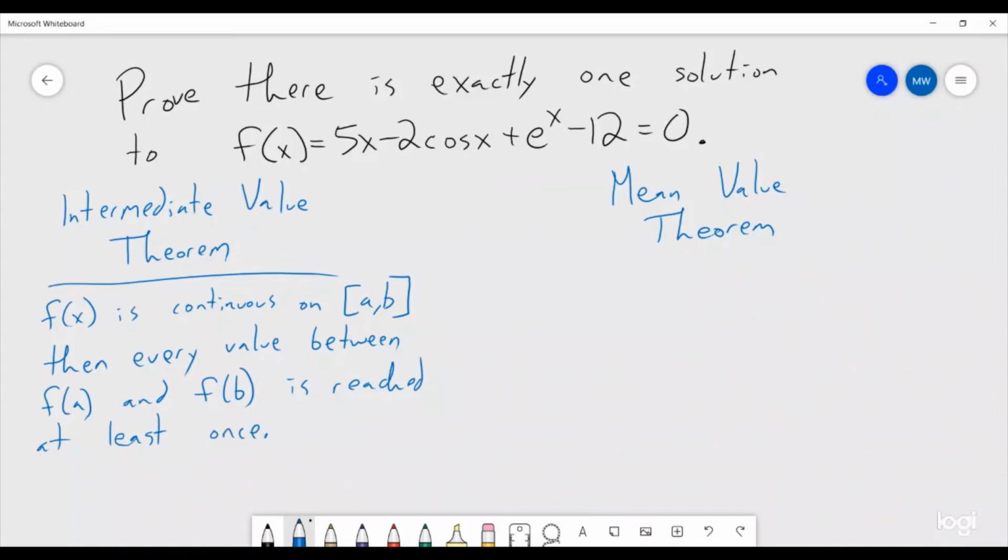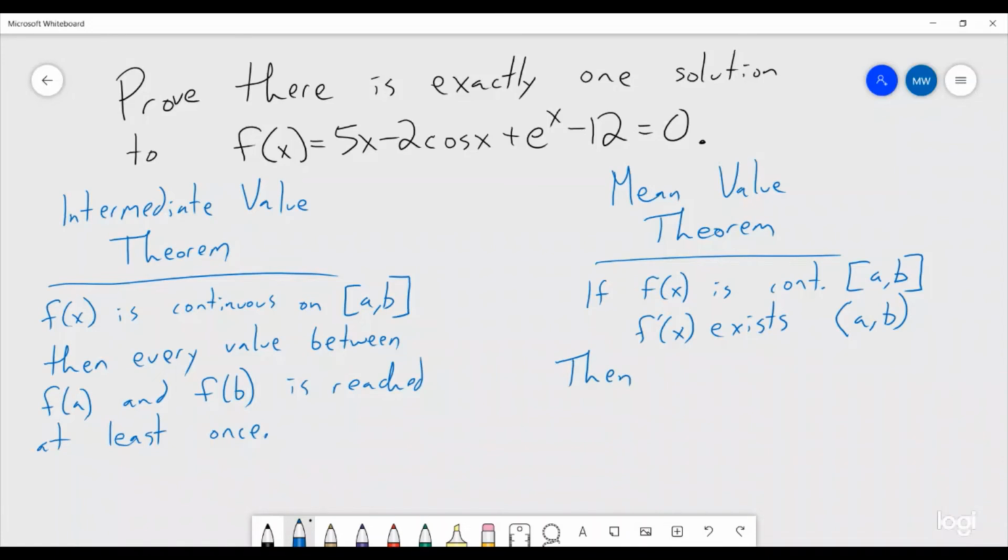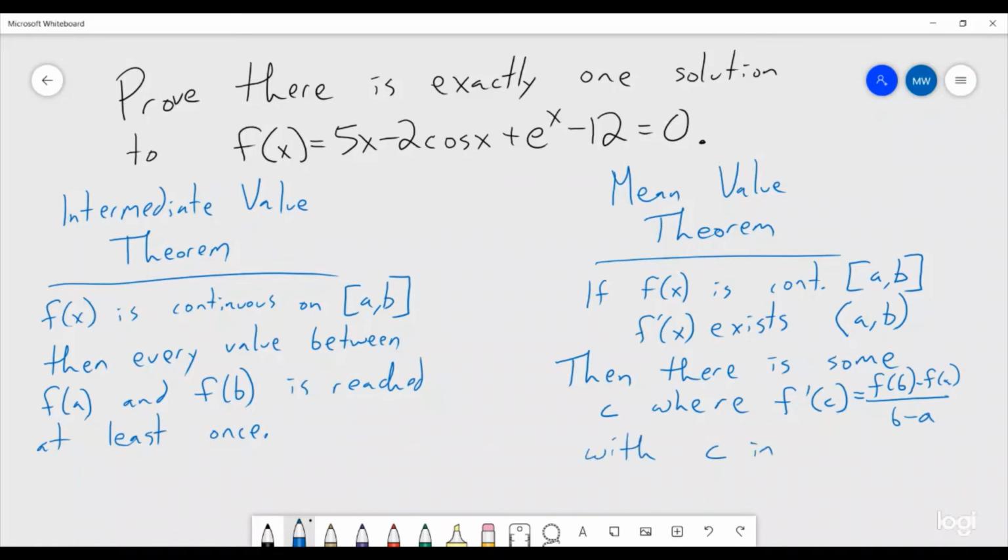So that's what the intermediate value theorem says. And then the mean value theorem says that if f of x is continuous on the interval a to b, f prime of x exists on the open interval a to b, then there is some c where f prime of c equals f of b minus f of a over b minus a, with c in the interval a to b.